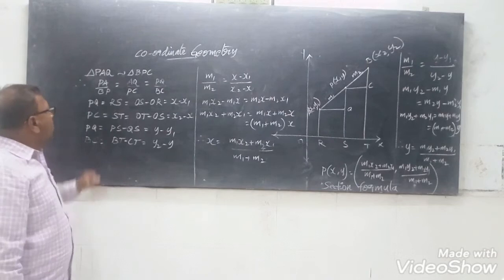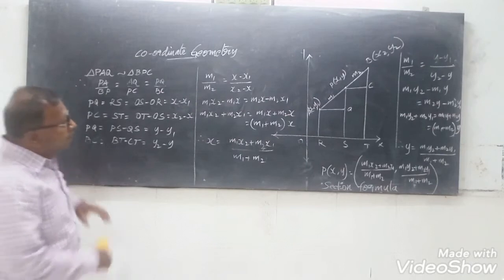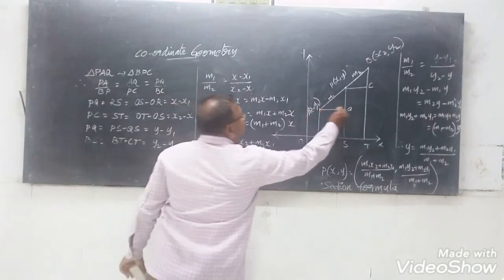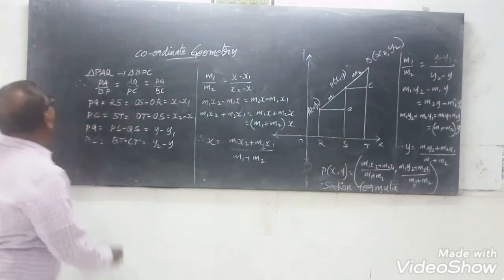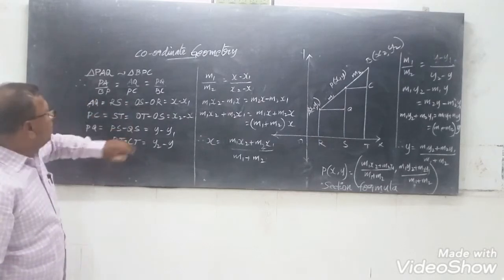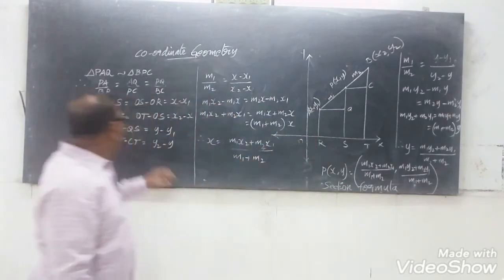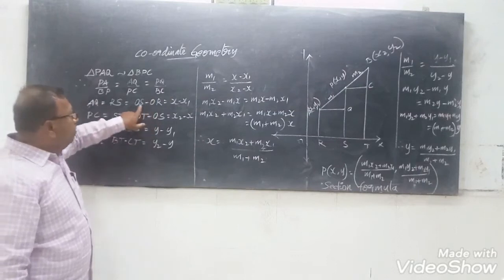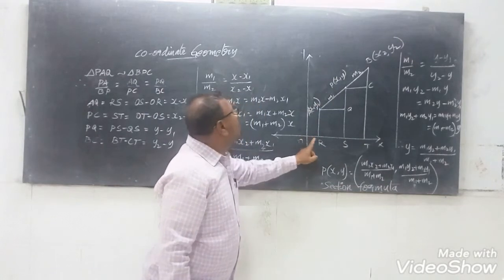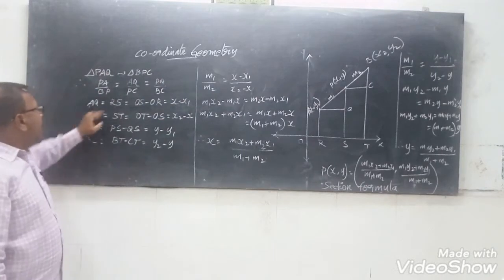Now AQ. So what is AQ? From A to Q, this one. AQ is nothing but equal to RS. What is RS again equal to? RS is equal to OS minus OR. What is OS? From here to here it is x, and from here to here it is x1. So x minus x1.